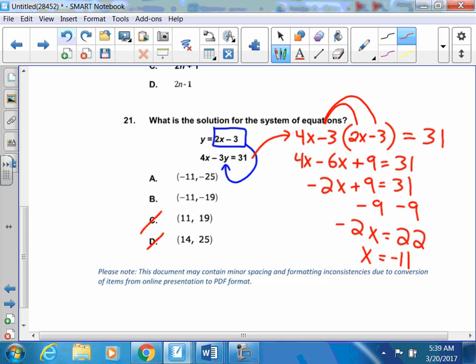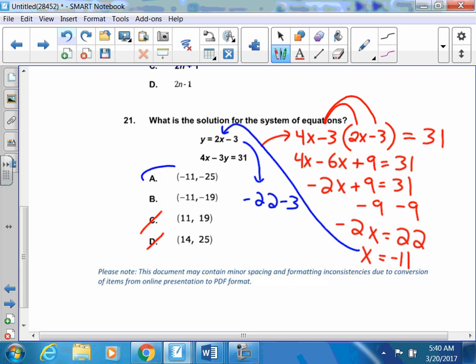And we're going to plug in negative 11 for x back into the easiest place to do that, which is right here. X, plug in negative 11 right there. So 2 times negative 11 is negative 22, and then minus 3 is negative 25. So it looks like A is your answer.